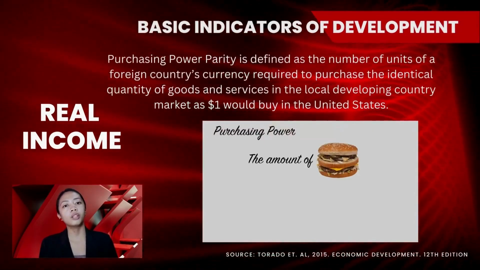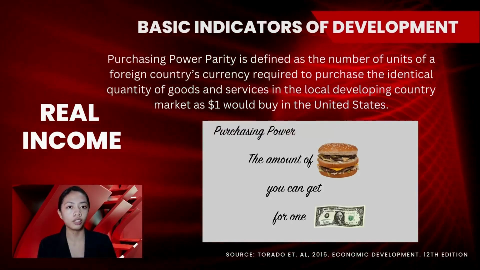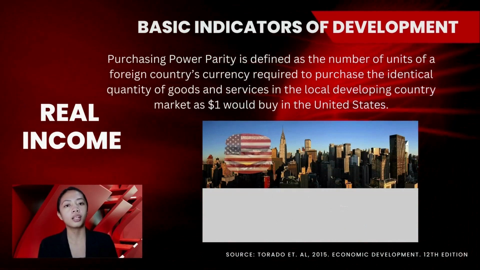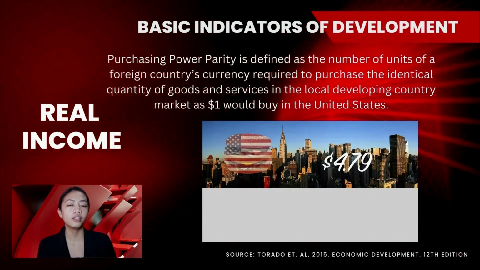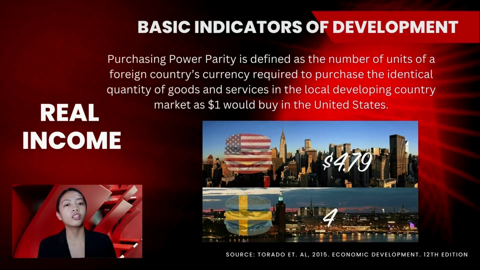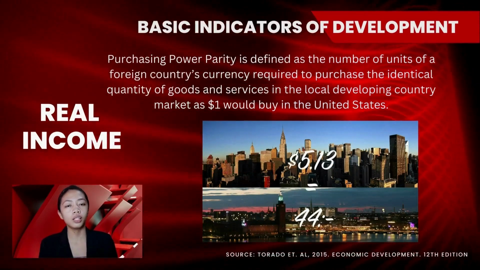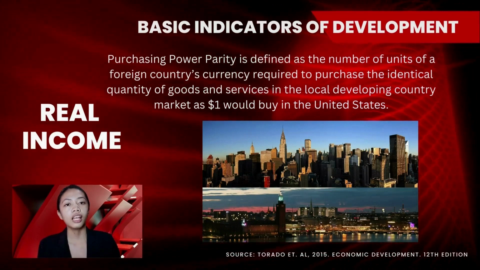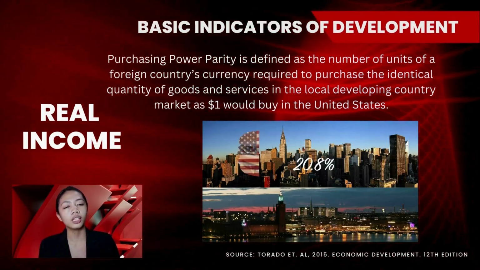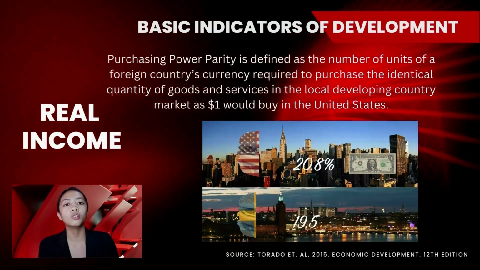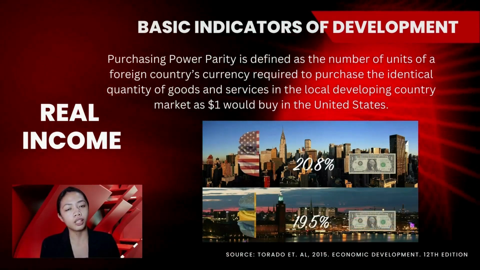Purchasing power is the amount of goods you can get for 1 unit of currency. For example, in the US, the average price of a Big Mac across all markets is $4.79. In Sweden, the cost of a Big Mac is 44 krona. 44 krona is equivalent to $5.13. That means that in the US, you can get 20.8% of a Big Mac for $1, while in Sweden, you can only get 19.5% of that burger.